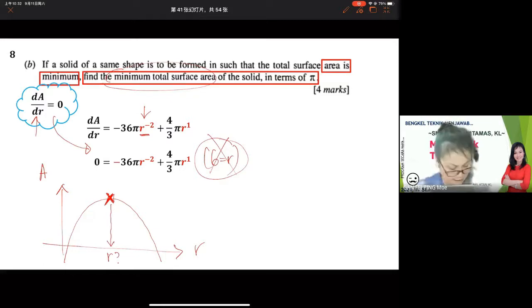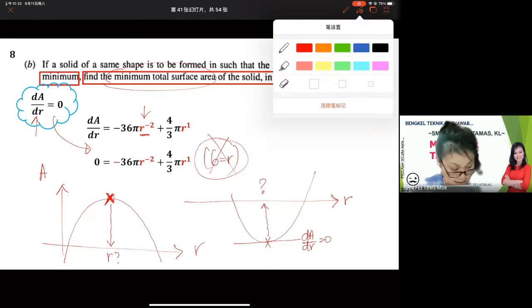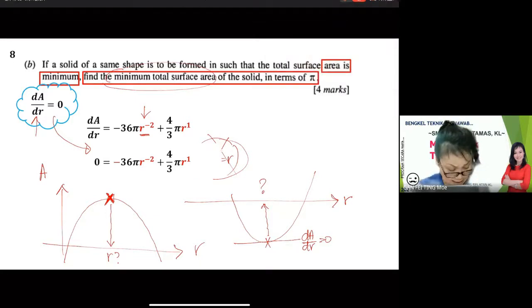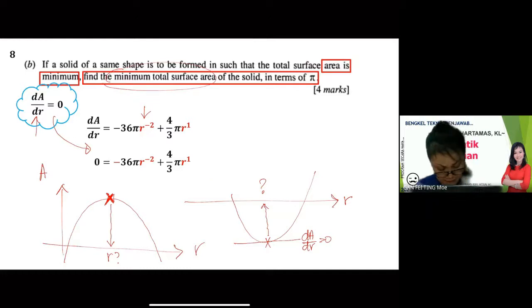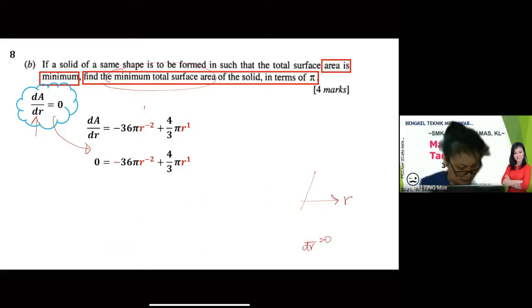Or my graph can be this way, with a minimum point. This is my x-axis, this is my R. At this minimum point, when my dA/dr is equals to 0, what is the value of R? You are now looking for the value of R. Is that clear? We don't follow the R given in the question, which is 6. You are now going to determine R when dA/dr is equals to 0.